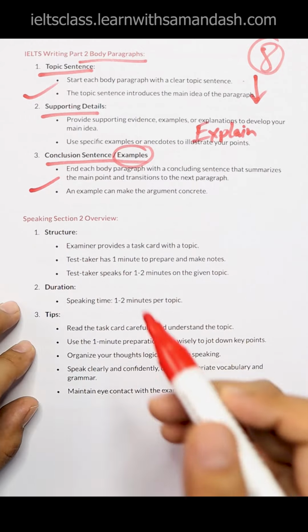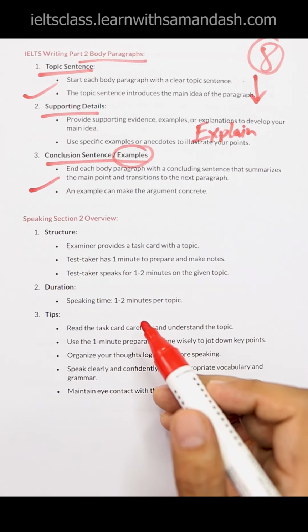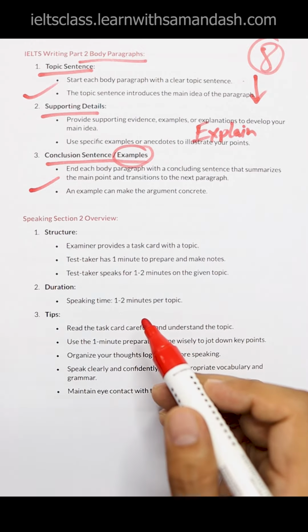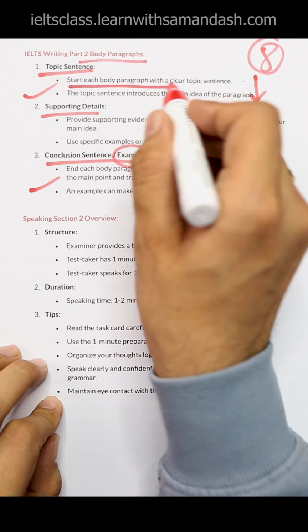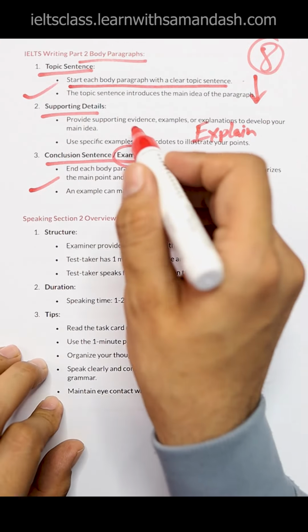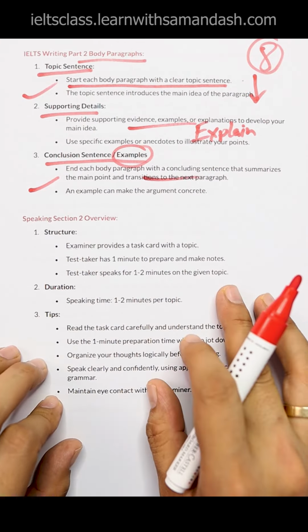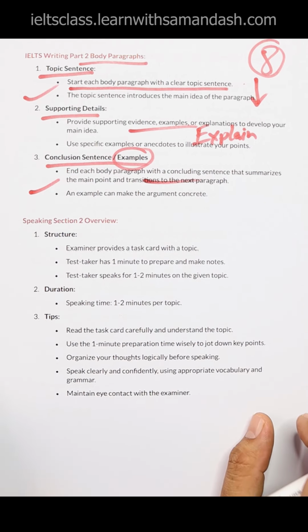So the example or conclusion statement should be relevant to the question, the statement, whatever statement you have provided, that I want to use as an argument. I explain the argument, I give an example of the argument. That's the best structure you can use for body paragraph.